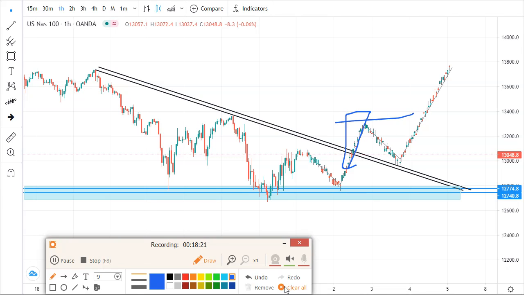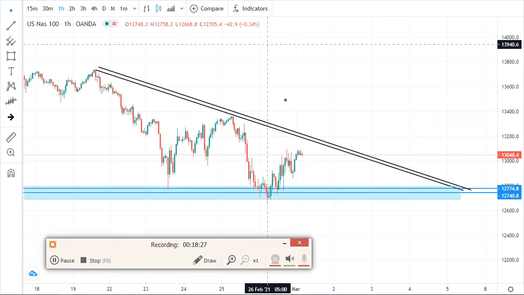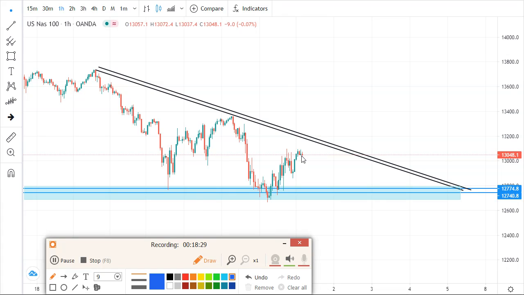So at the moment we do nothing. This analysis is not a signal, guys. It's just a daily analysis. The market can still go up, the market can still go down. So we will see what will happen later on. I hope everyone understood whatever is here.